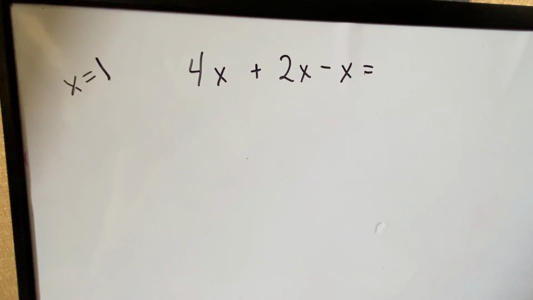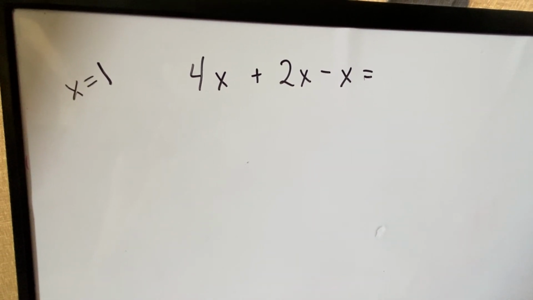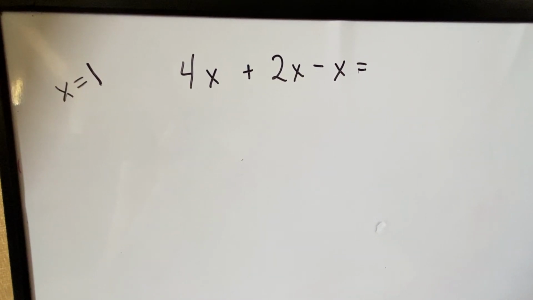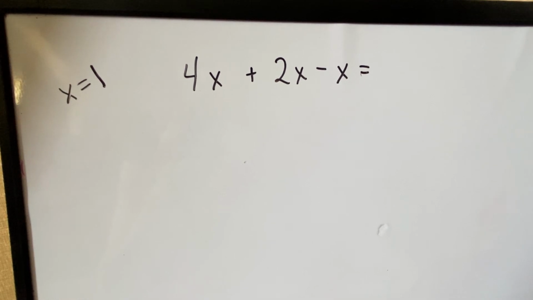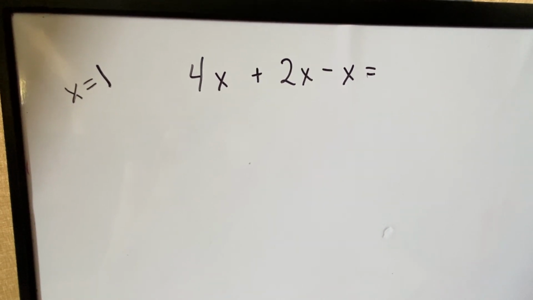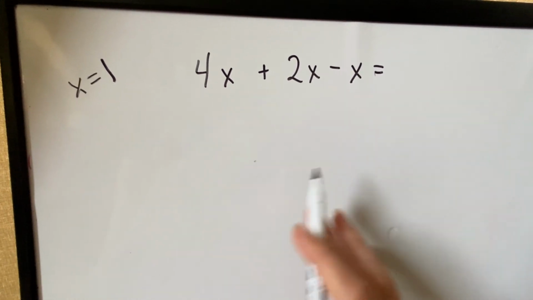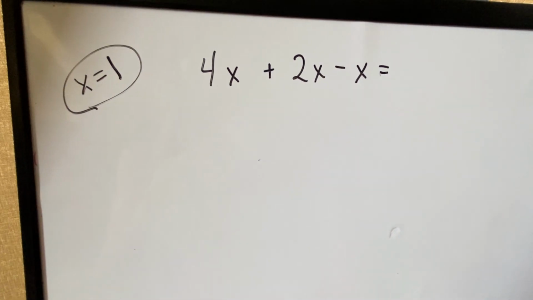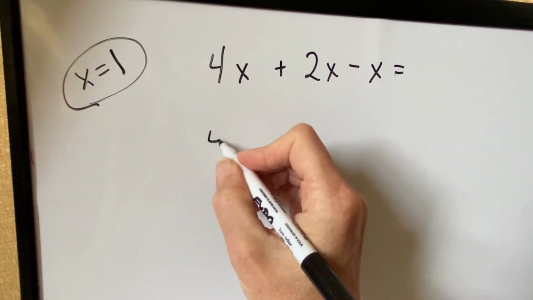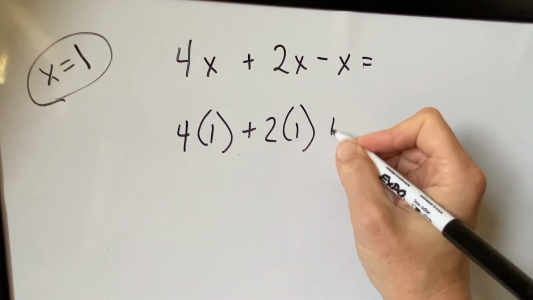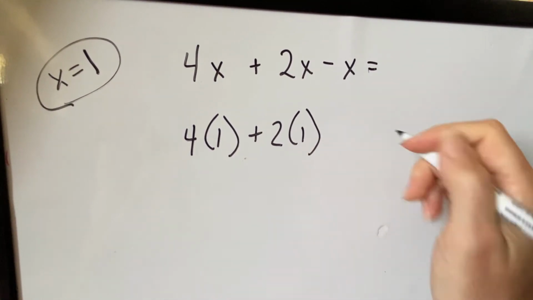All right, moving on to lesson 18, we're going to talk about like terms and how to add or subtract them together. All right, so I'm going to show you this equation here, and let's solve for it using this right here. So we're going to put 1 in where our x is, and then we're going to solve for our equation.